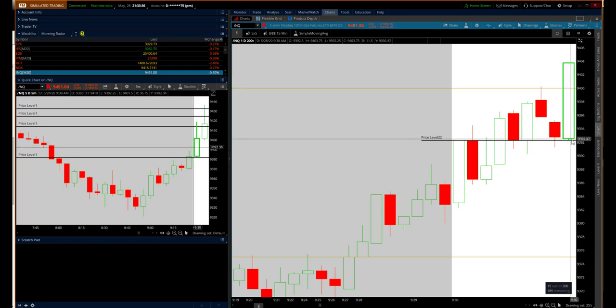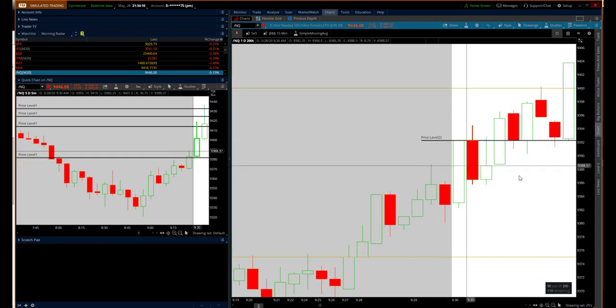And where did it come from? Right off that 93, 92 line, the same one that we had interacted with multiple times. So when we talk about using a resting order, this would be a great example of using a resting order. Yes, you would have taken some heat, but you wouldn't have taken 2 points. Okay? You also would have participated in a massive move to the upside.